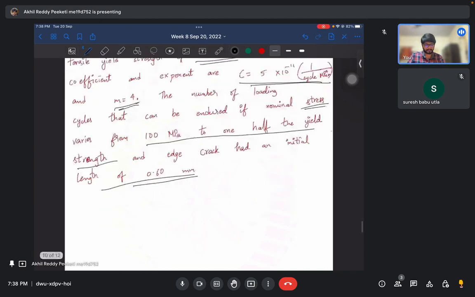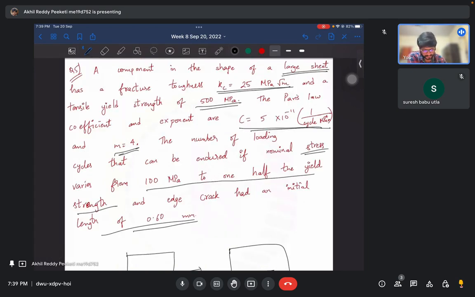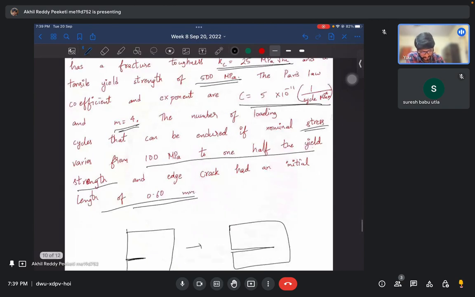So this is like, we have a large sheet and we have an initial crack. Now we are loading it with the alternating stress, fatigue stress. Because of that, the crack length will keep on increasing, right? So now they ask how many loading cycles it will need for the complete failure. That is the question. First, we are given the initial crack length a_i.